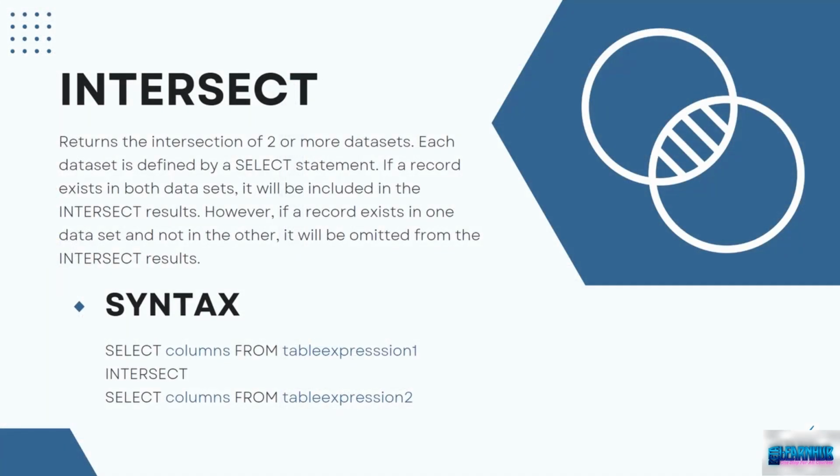The PostgreSQL intersect operator returns the intersection of two or more datasets. Each dataset is defined by a select statement. If a record exists in both datasets, it will be included in the intersect results. However, if a record exists in one dataset and not in the other, it will be omitted from the intersect results. As you can see from the Venn diagram, it only displays records that are available in both queries.